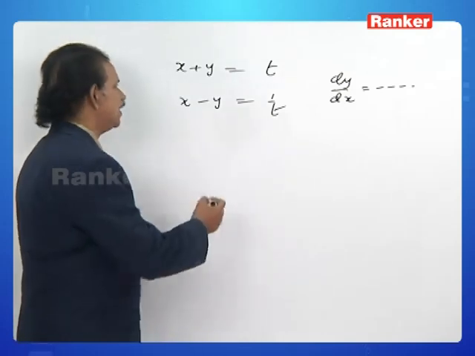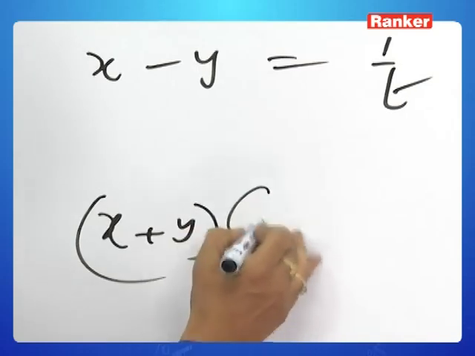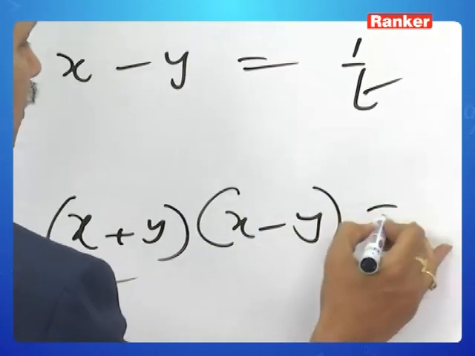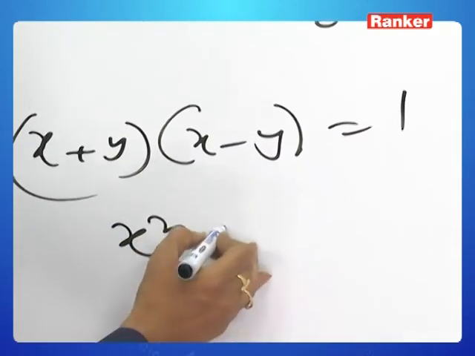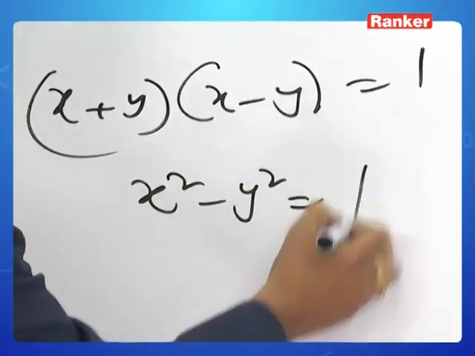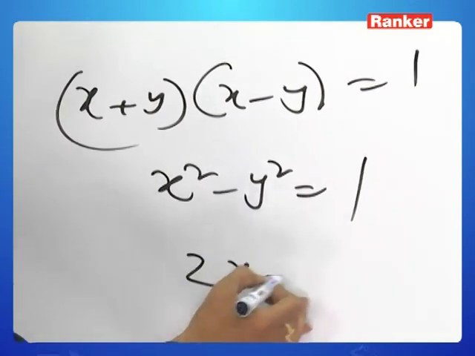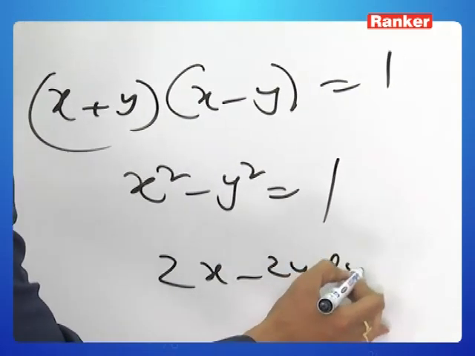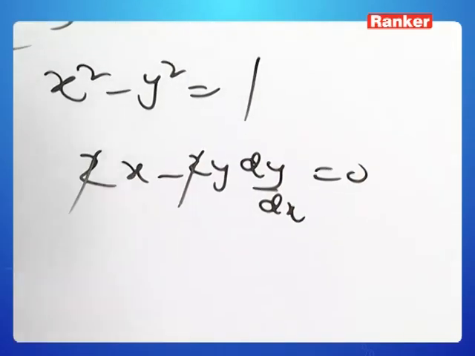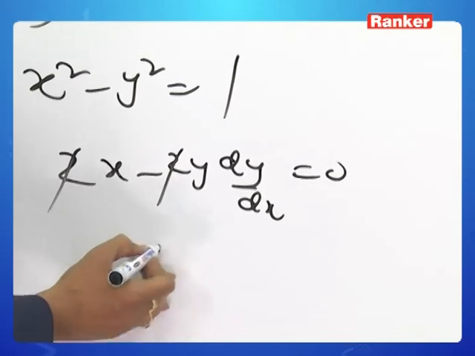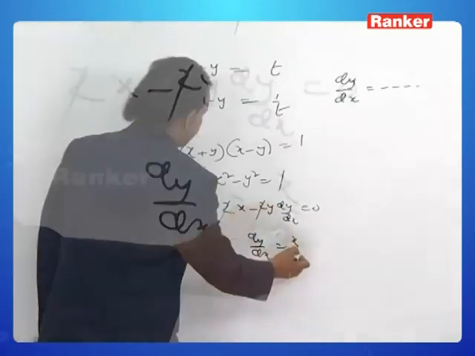You see, it's very simple. You just multiply them. x plus y into x minus y is equal to t into 1 by t, which is 1. Therefore, x square minus y square is equal to 1. If you differentiate both sides, 2x minus 2y dy by dx is equal to 0. If you cancel 2, dy by dx is therefore equal to x by y.